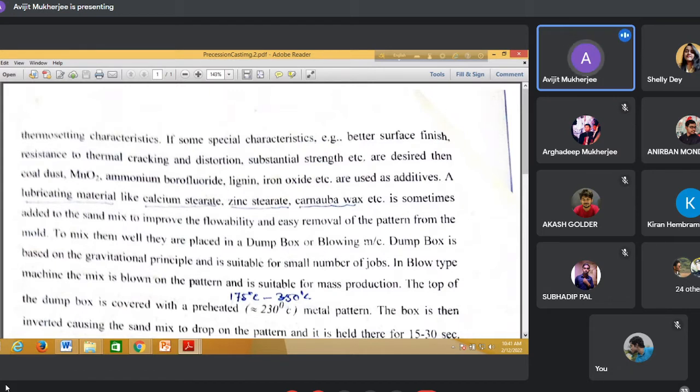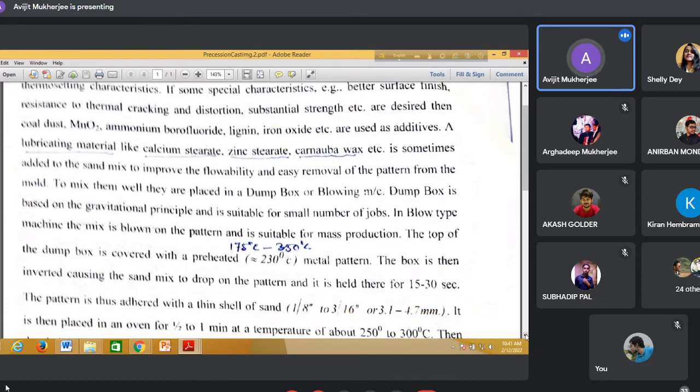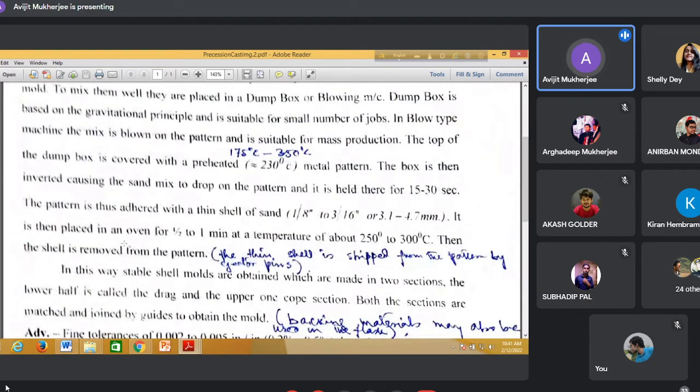Now, again, we have mentioned that the top of the dump box is covered with the preheated metal pattern. So what is the temperature? Approximately 175 degrees centigrade to 350 degrees centigrade. Preheat the metallic pattern from 175 to 350 degrees centigrade. Average is 230 degrees centigrade. Okay. And what is the time? 30 to 50 seconds.